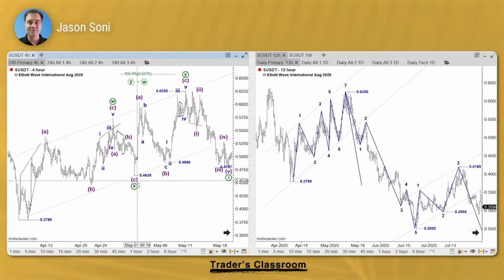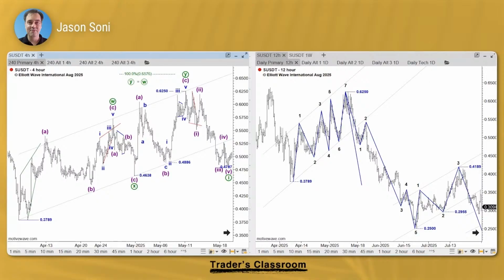X wave, which is a zigzag, and then we need another zigzag for wave Y. So A, B, C, so 5, 3, 5. So you can clearly see we got 1, 2, 3, 4, 5, 6, 7, a 7 swing move, which suggests that a double zigzag has unfolded.